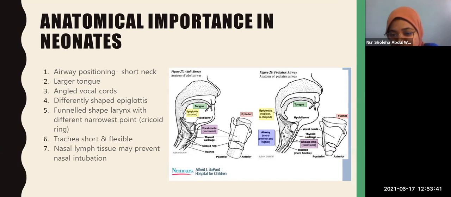For example, the cricoid ring in the neonate is narrow compared to the adult. And the trachea is short and flexible in the neonate. And lastly, the nasal lymph tissue, which may prevent nasal intubation. Okay, next.